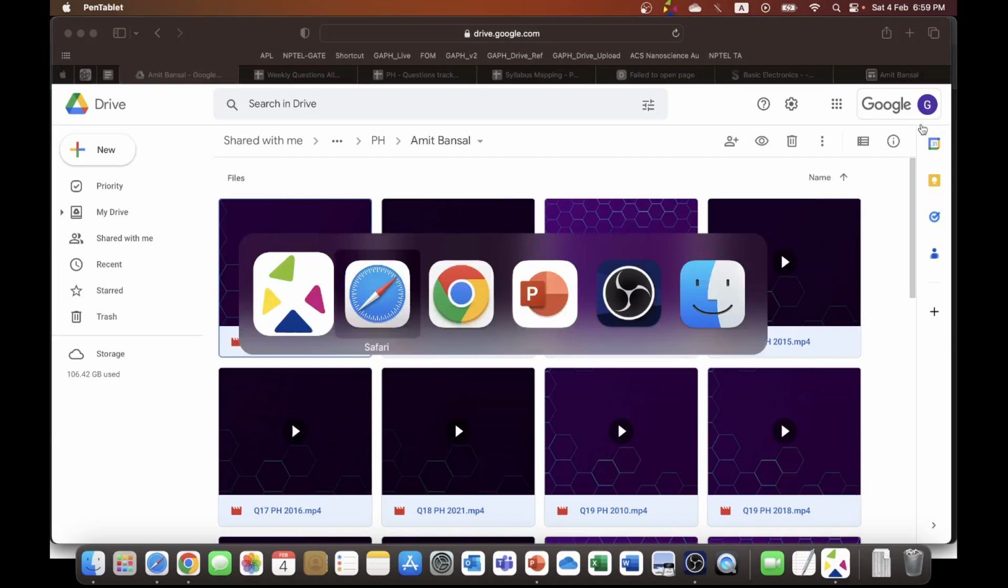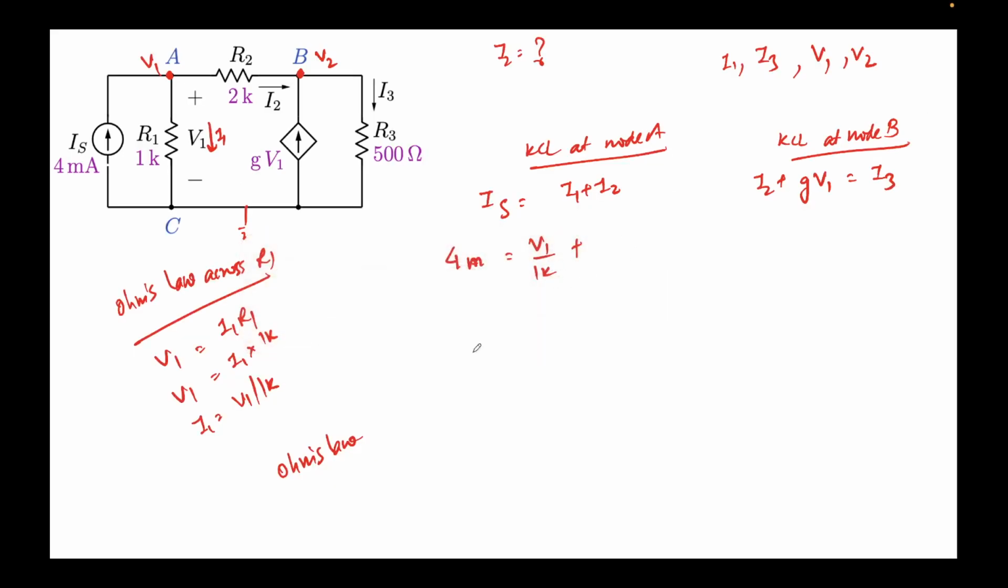Okay, this is the present. So Ohm's law across R2, I can write V2 minus V1 is the potential drop across R2. This is equal to, sorry, it will be V1 minus V2, high minus low, equal to I2 times R2. So I2 will be V1 minus V2 over 2k. The value of R2 is 2k. I'll again put this over here, V1 minus V2 over 2k.